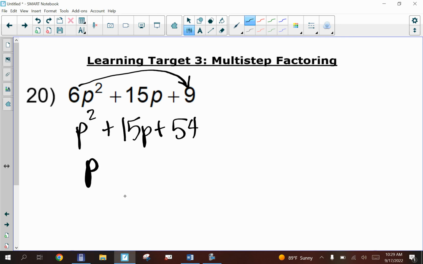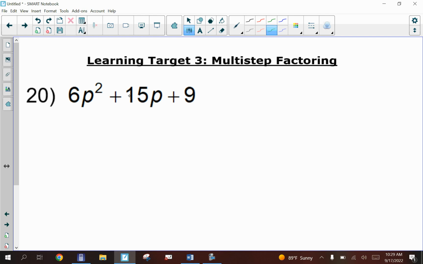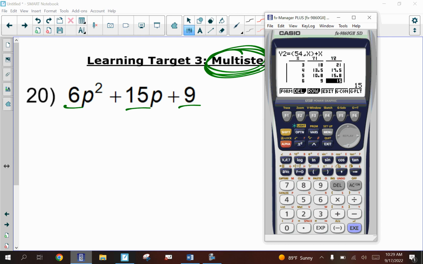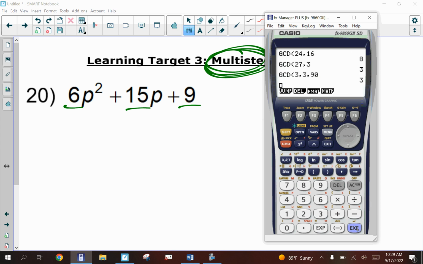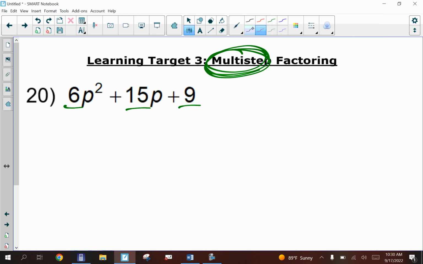Actually, you know what? I forgot. This is multi-step. I've got to take out the GCF. Remember, I said that in the very beginning. So this has a GCF. Got all excited. Let me go back real quick, and I'm going to head over to Run Math so I can go into my GCF button. So I'm going to hit those 5 buttons again. So Option, F6, F4, F6, F2. So I need to do 6, comma, 15, comma, 9. I almost forgot my own rule here.